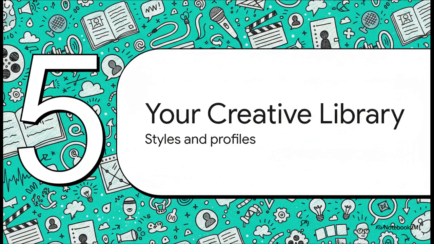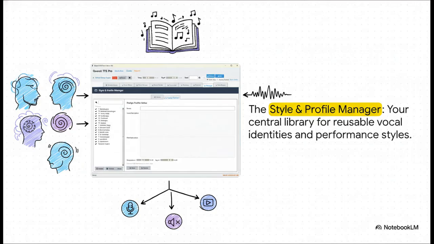And finally, every director needs their production Bible. You know, a place to keep all your notes on characters and acting styles. That's exactly what the Style and Profile Manager is. It's your personal library for all your creative assets. In this tab, you have one central spot to manage everything you've saved. And you're not just saving little bits of text, you're saving entire vocal identities and detailed performance notes that you can pull up and reuse in any project anytime you want.